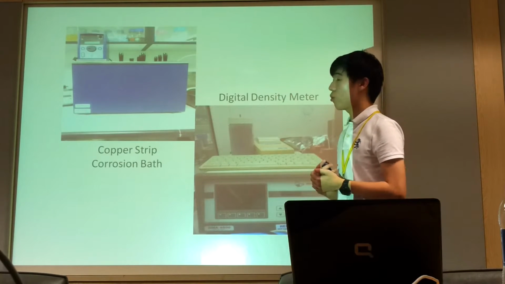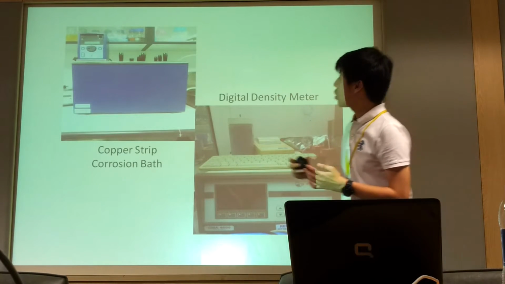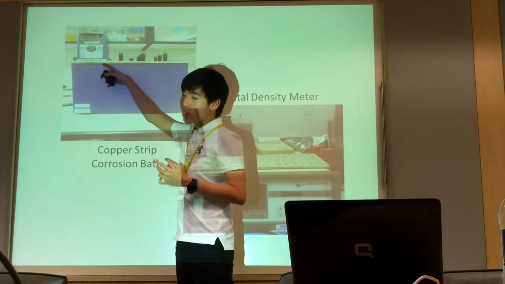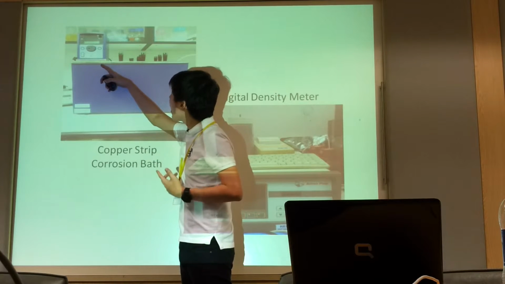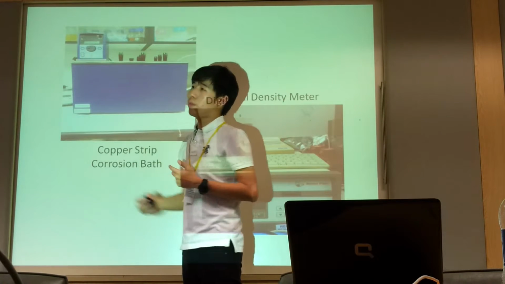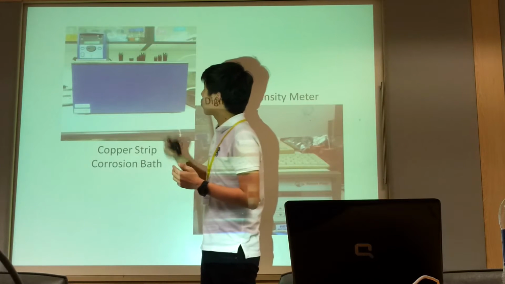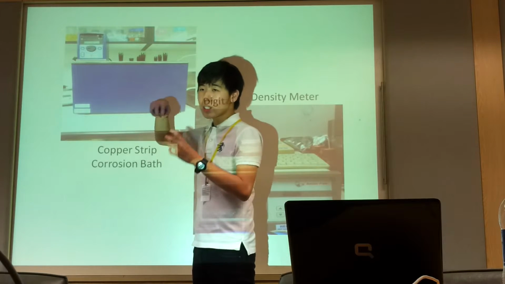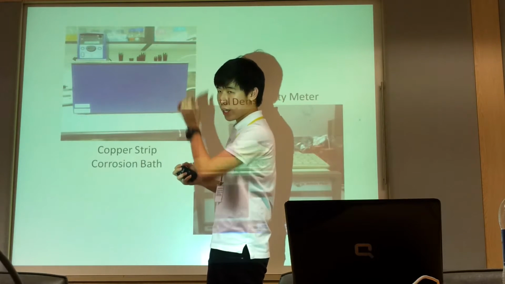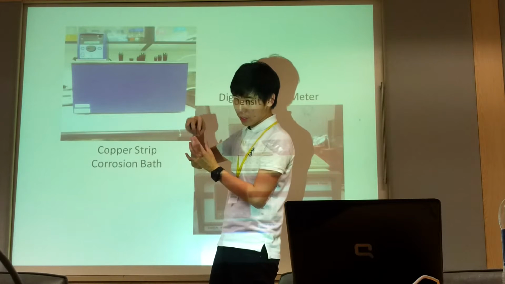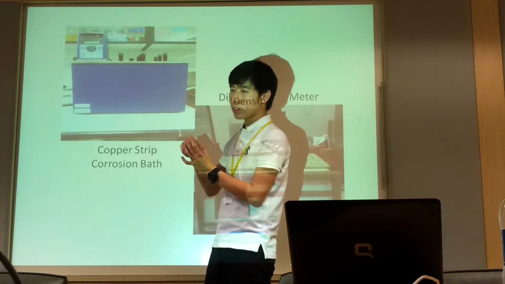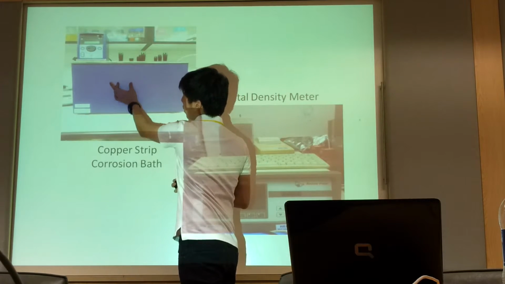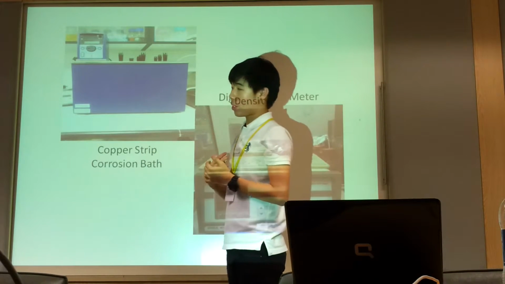Next is the copper strip corrosion bath. This is an instrument that requires heating. You warm up the machine for around half an hour to reach 50 Celsius, and then you enter the substances that you want to test inside the test tube, and you enter the copper strip inside to test for the corrosion value. You put it inside here, and then you wait for 3 hours.